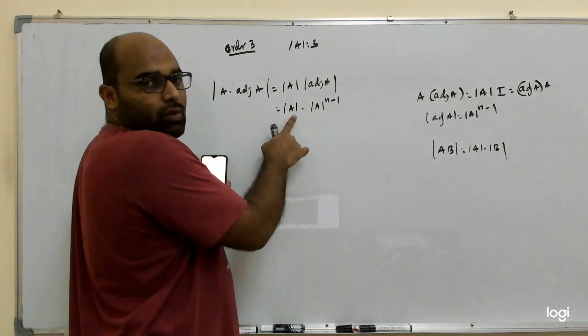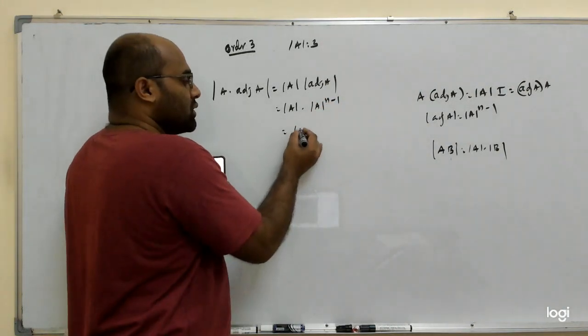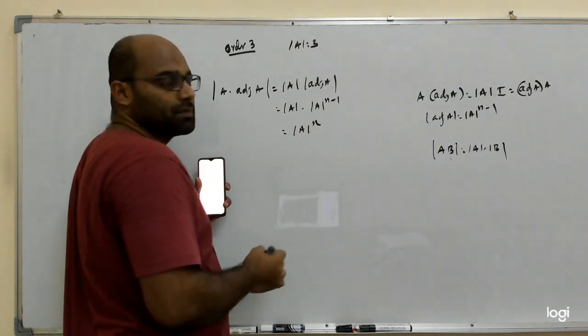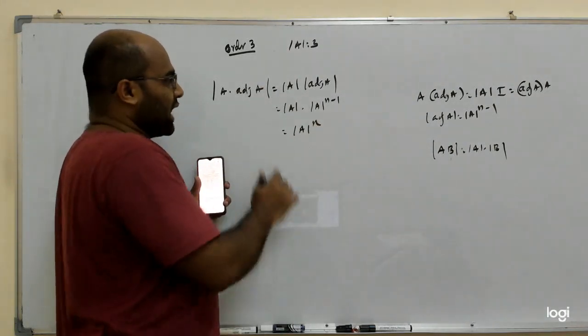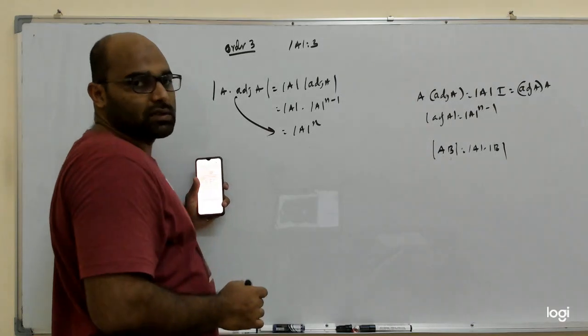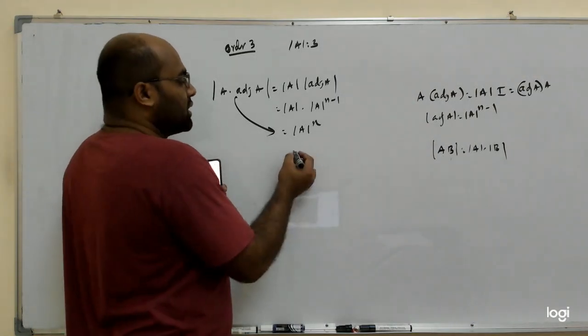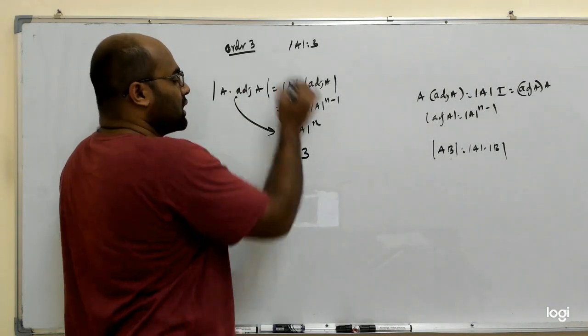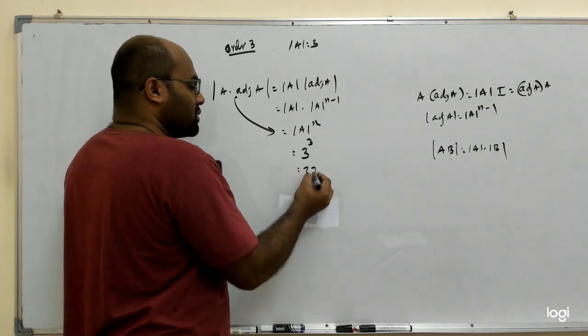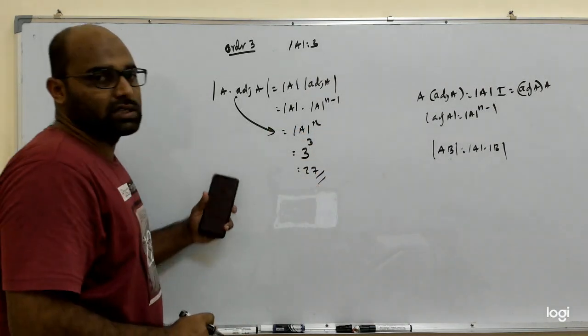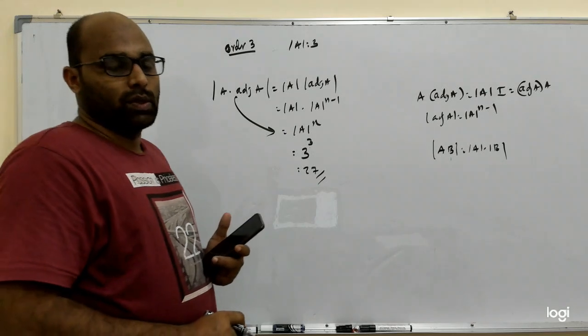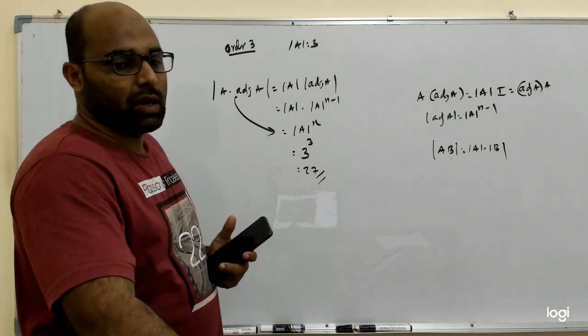Here determinant A one time, here n minus 1. So it will be determinant A raised to n. This I just explained. Actually directly you can write this result. What is determinant A here? 3. What is the order? That's also 3. So the answer will be 27. How we are getting the result, I just explained. Please copy this one. And the last question I'm going to conclude.